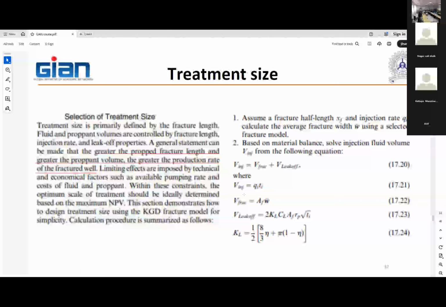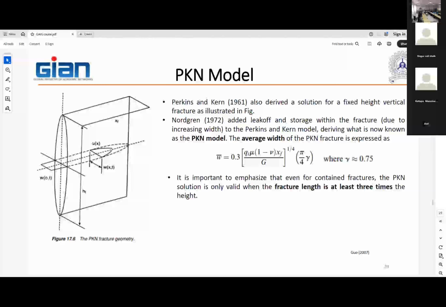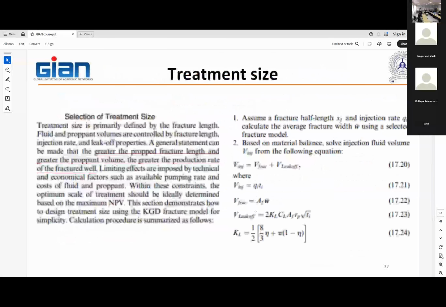V frac is what? It is the volume of the fracture: the area of the fracture times the width of the fracture, okay? So that is the fracture volume. And how much is the leak off? What is this parameter? It is 2 times K sub L, C sub L, A F, R P, root over T.